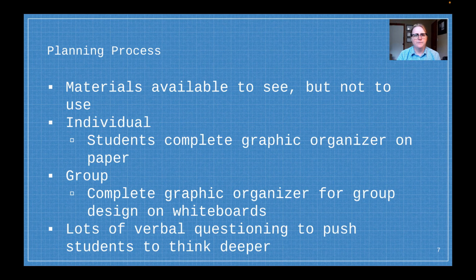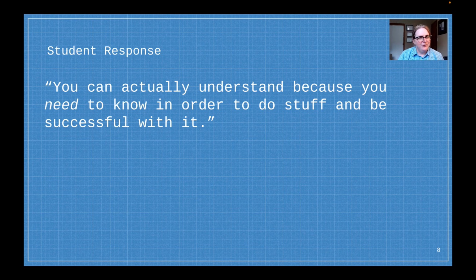Now, in terms of the student response, this is a quote from one of my 9th graders at the end of that cargo carrier project. "You can actually understand because you need to know in order to do stuff and be successful with it." And so this student was really seeing how the science that she was learning was important to this engineering design challenge, which was really motivating and really helped her to understand it at a deeper level.